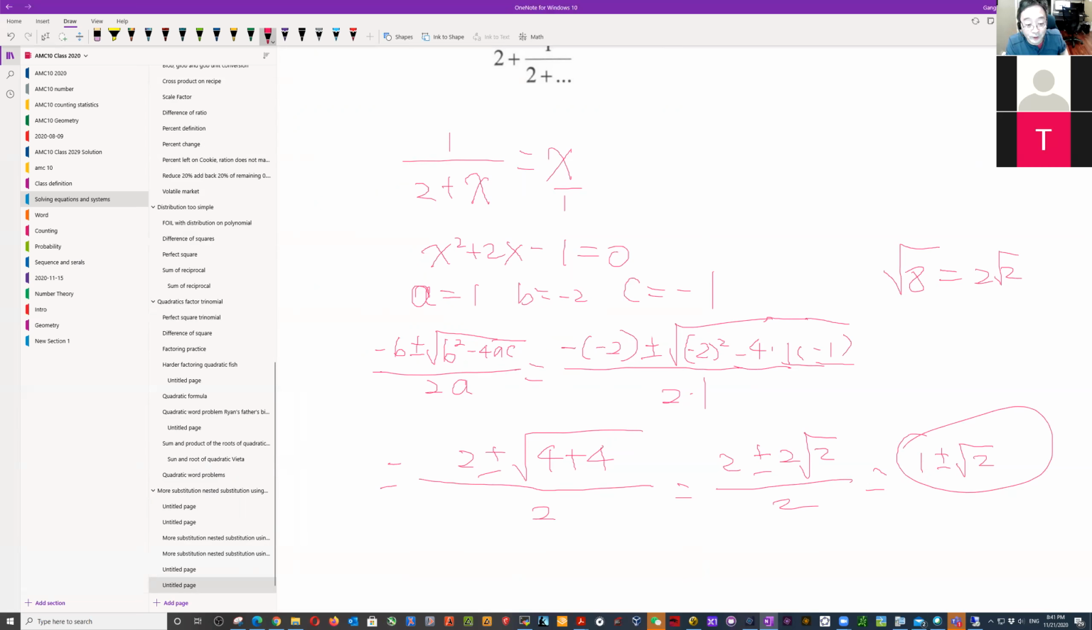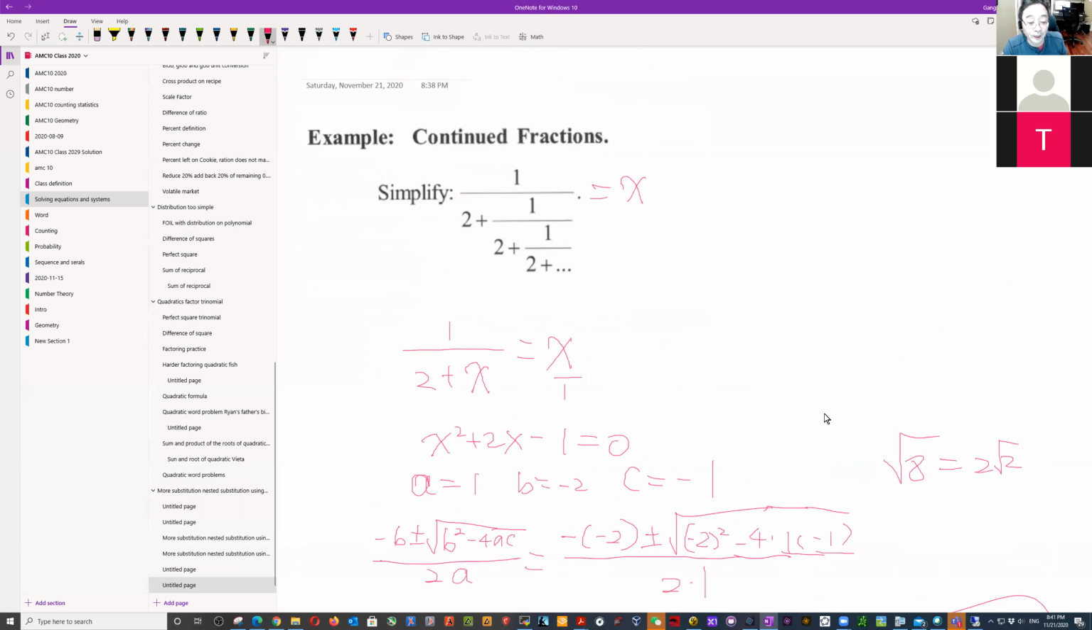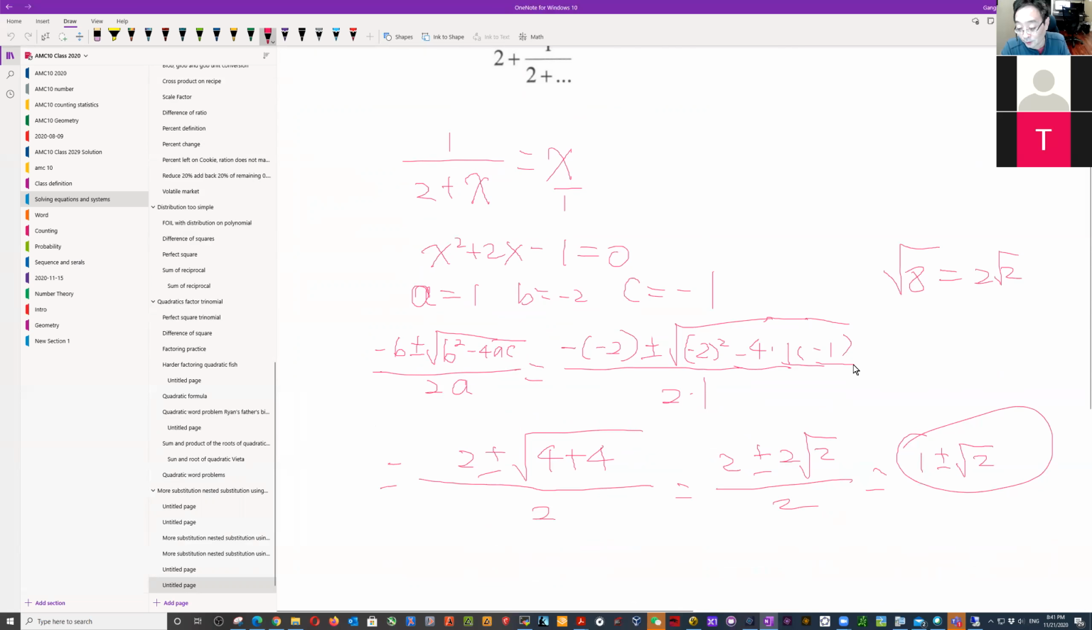Now we have to judge which solutions are valid. Obviously, x only takes a positive value, because the nested expression goes to infinity and is positive. So x has to be positive. So 1 minus the square root of 2 is extraneous, and we are not going to take it. The answer is 1 plus the square root of 2.